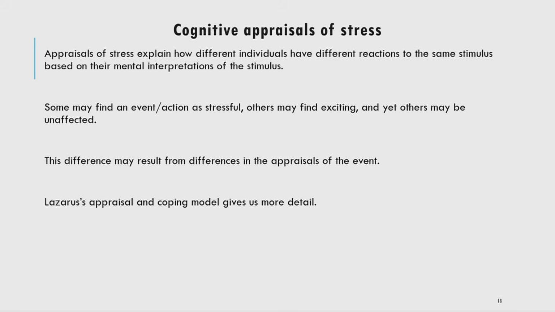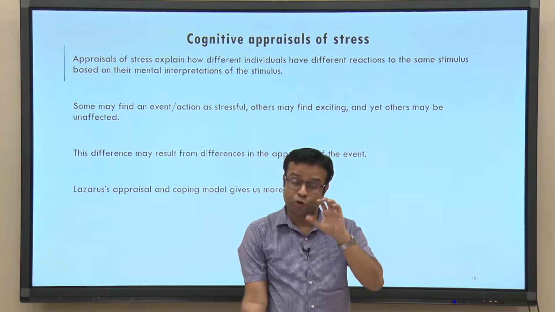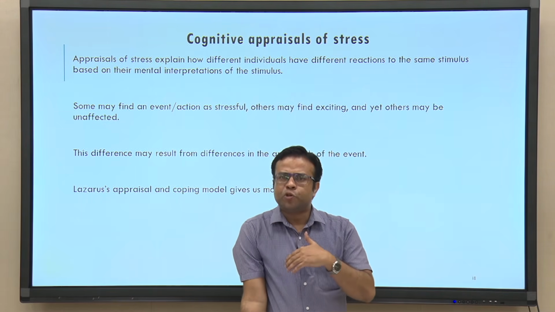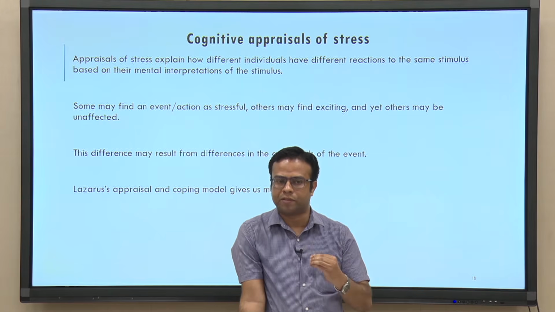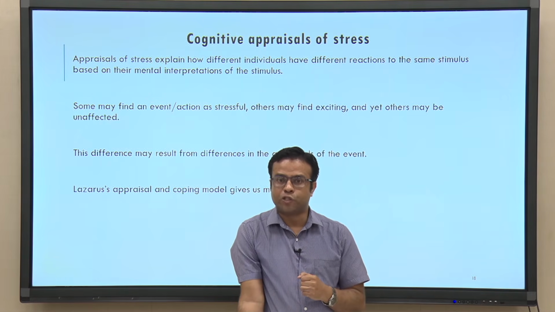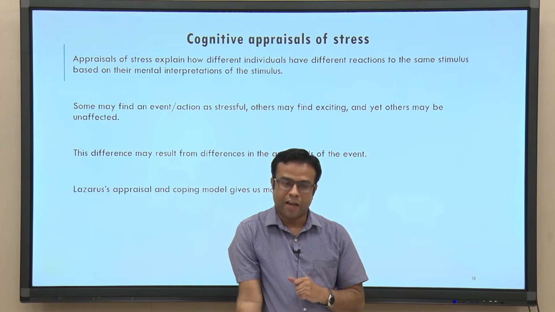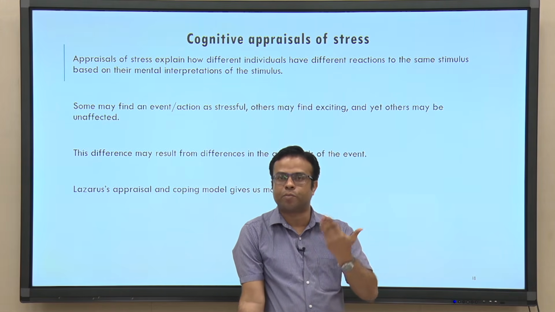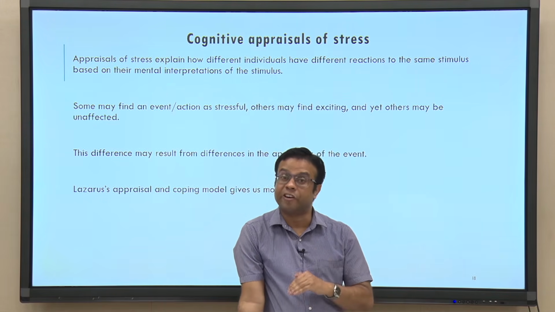For example, giving a public lecture or public speaking. If you want to give a speech in front of people, it could be in schools or in any other forums. Some individuals may find it a very stressful event simply because they interpret public speaking as a threat. They may think, I may not be able to speak properly, I may fumble, or what will others think about me. All this interpretation process will make public speaking very stressful for one person.